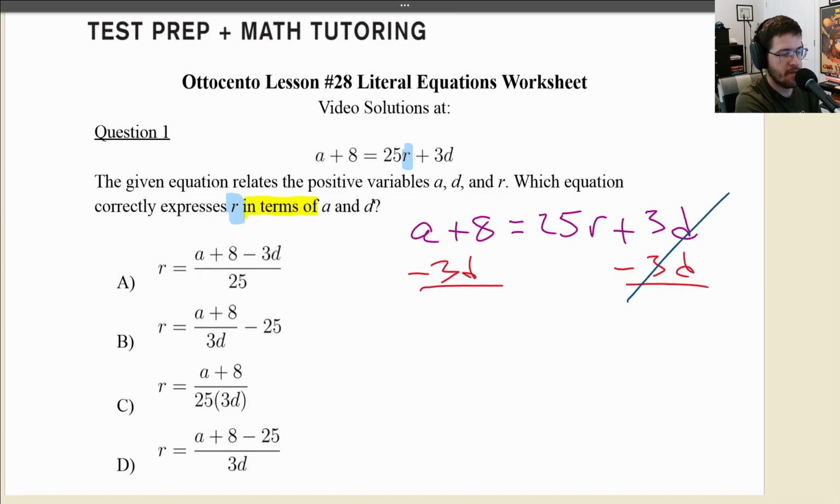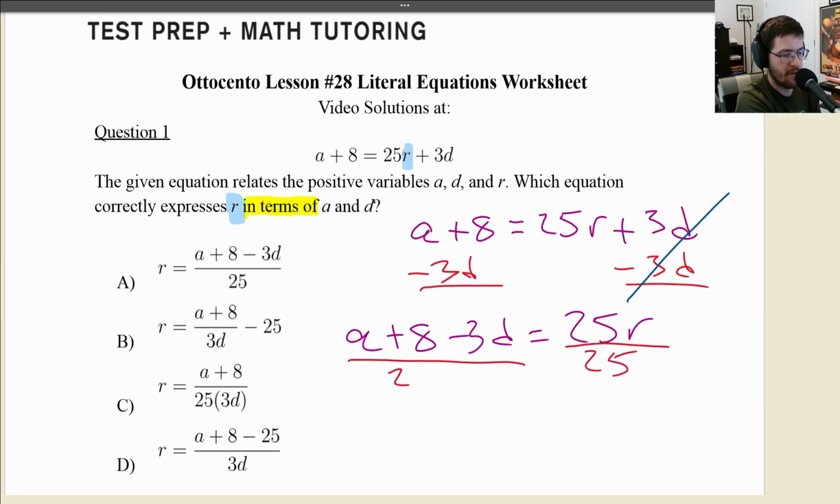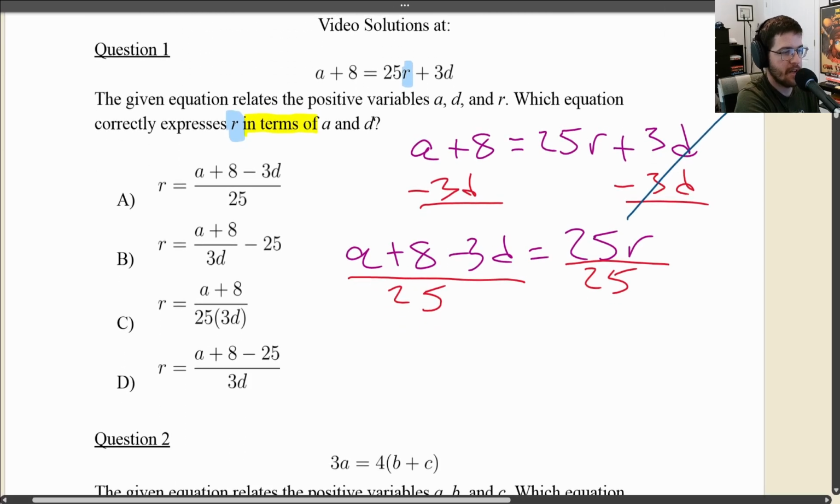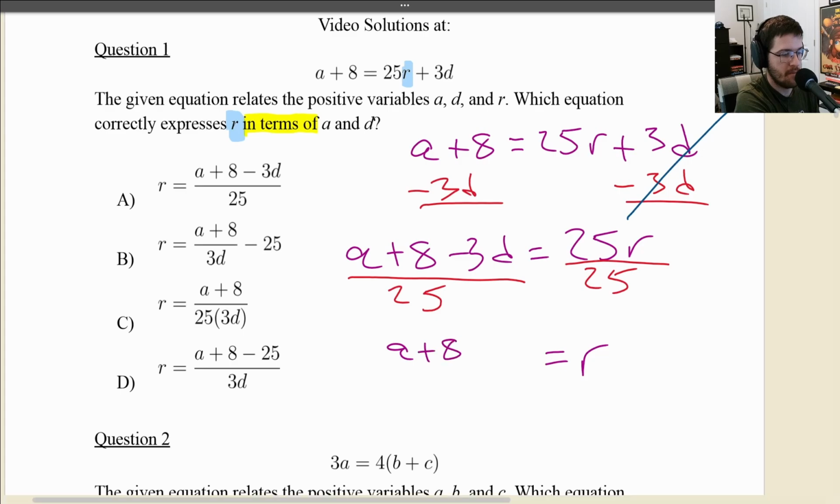3D minus 3D goes away. We get a plus 8 minus 3D equals 25r. And now 25 times r, the opposite of multiplication, is division. So we're going to divide both sides by 25. And we should get something like this. R equals a plus 8 minus 3d over 25.